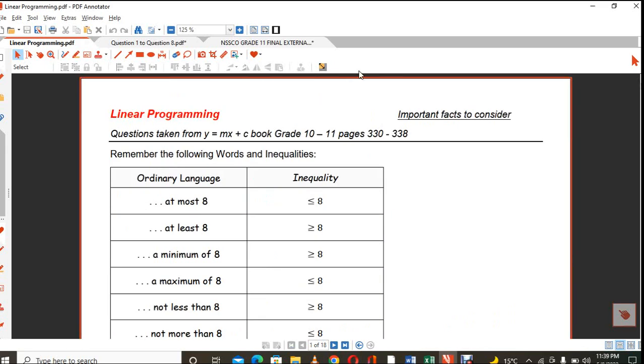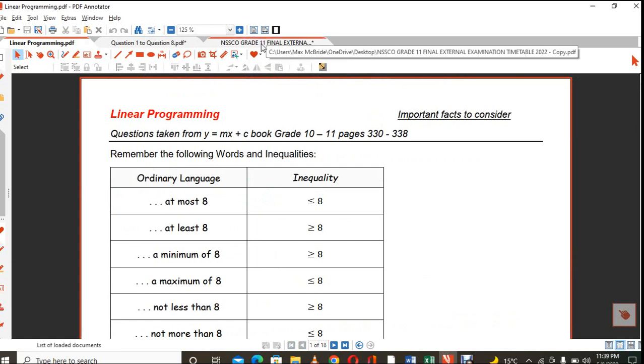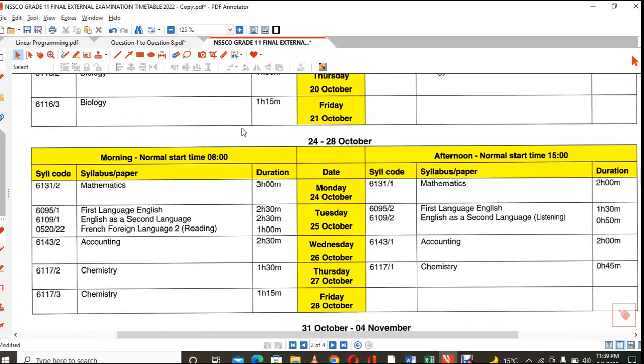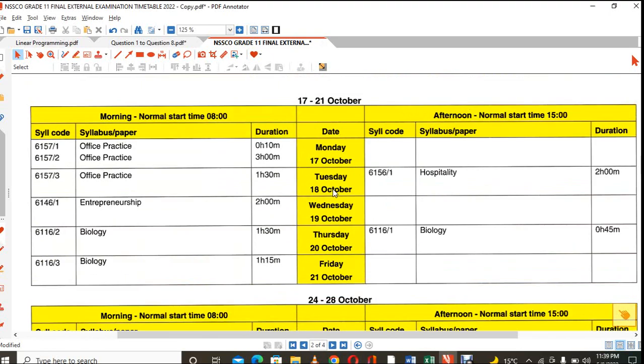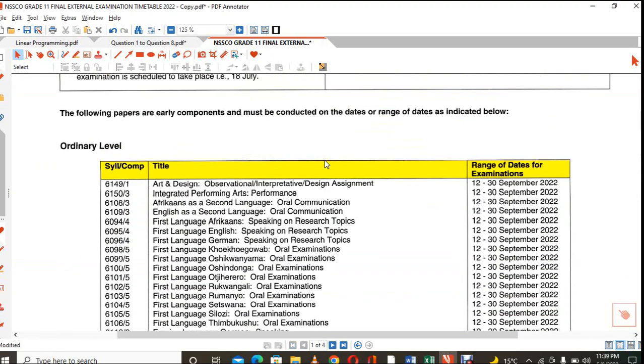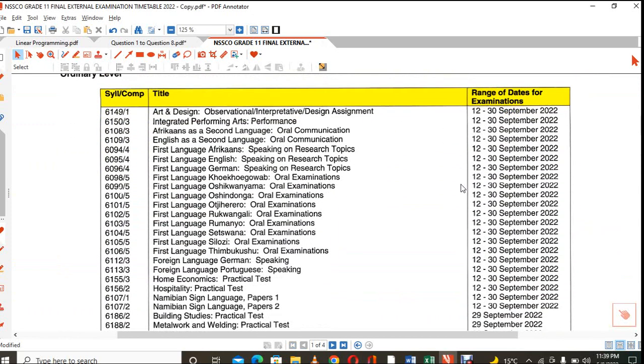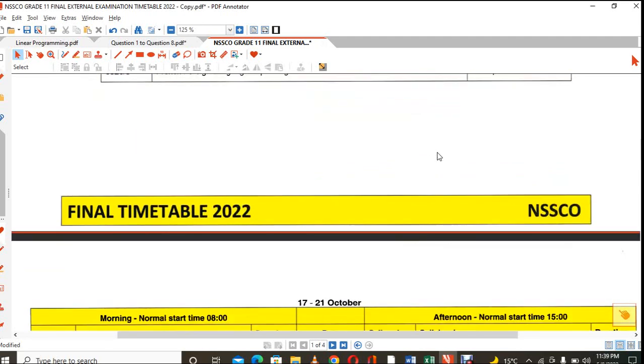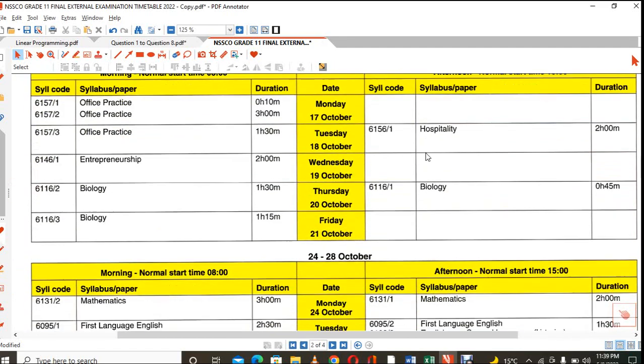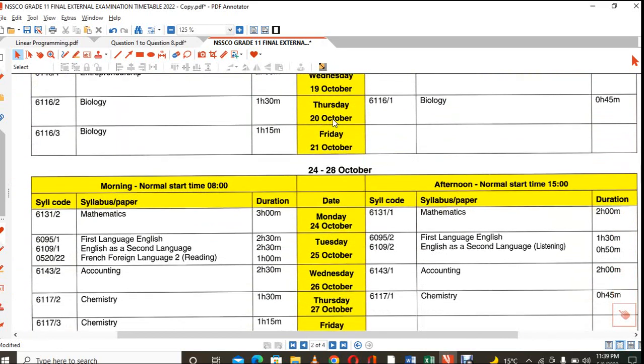Perhaps just to reiterate something very important, the grade 11s, please remember your exam is starting already in September. If you look at your exam, things like oral communication, English, are 12 to 30th of September. So by the middle of September, you should already be in exam mode. What is important is you're writing mathematics on the 24th.